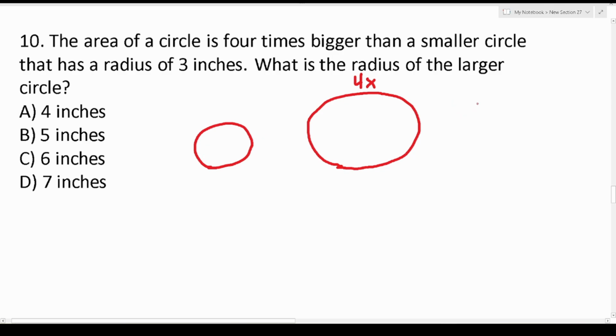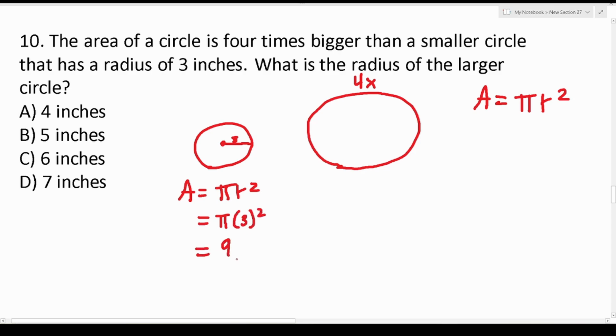So again, we're working with the area of a circle, which is the formula pi r squared. Let's find the area of this small circle to start. We know it has a radius of 3 inches. And again, radius is the distance from the center point to the edge. So the area of this small circle is going to be, again, pi r squared. The radius in this case is 3 squared.